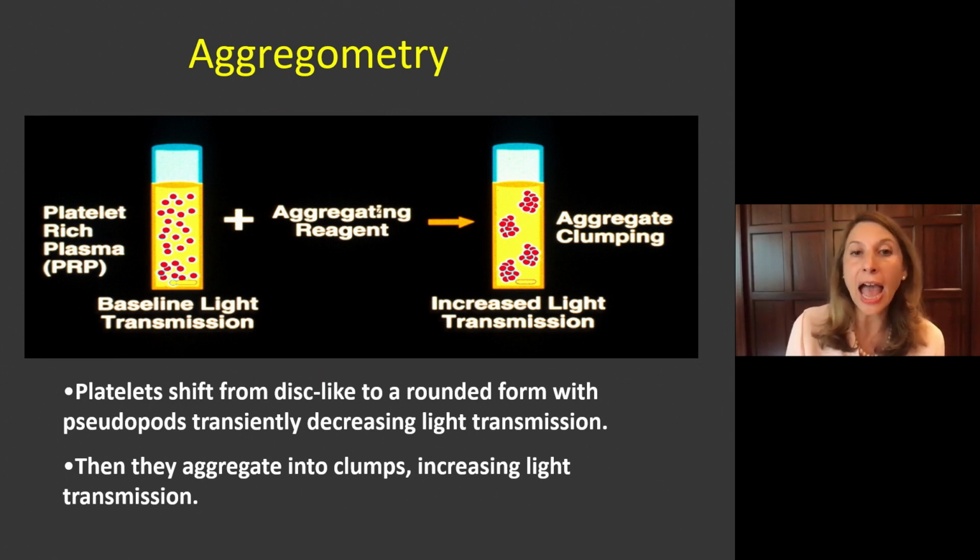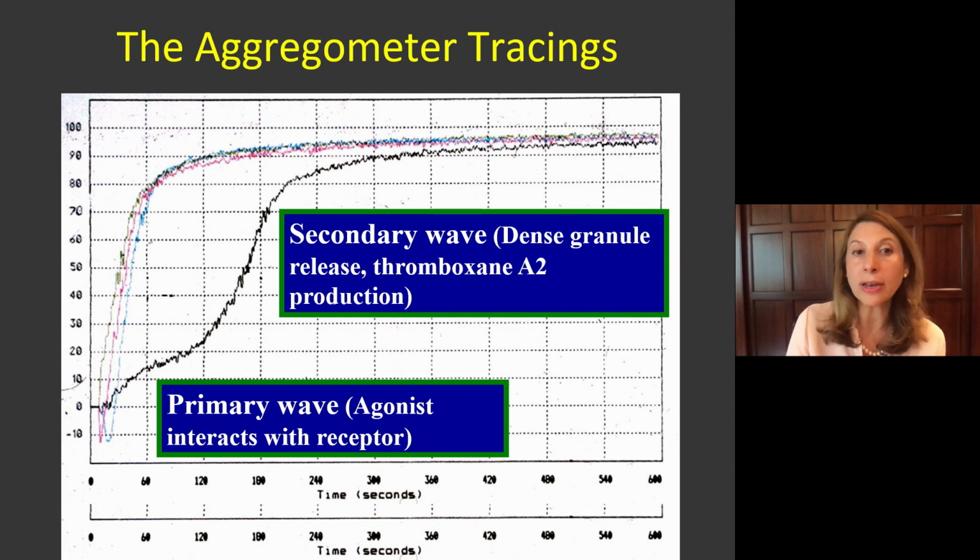When you add the agonist, what happens is those platelets start to clump together, they drop to the bottom, and if you now shine a light through this test tube in comparison to the amount of light that could pass through when it was cloudy at the beginning, now this aggregated blood with the platelets having dropped to the bottom, more light goes through. And basically all we're doing is measuring the passage of light through the test tube, and you get the appearance of these tracings.